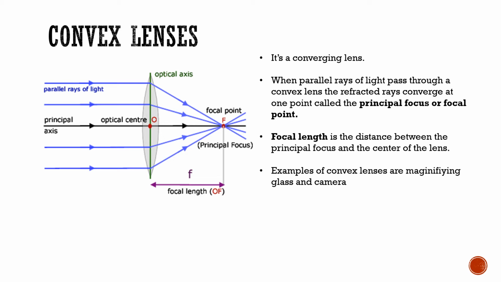Then you can see the principal axis. It's the line which passes straight through the optical center. Here, we can see the focal point or the principal focus. It is the point on the principal axis of the convex lens where all the light rays parallel to the principal axis converge after passing through the lens. If the light rays are coming from the left-hand side of the lens, they will converge at the right-hand side of the lens and vice versa.